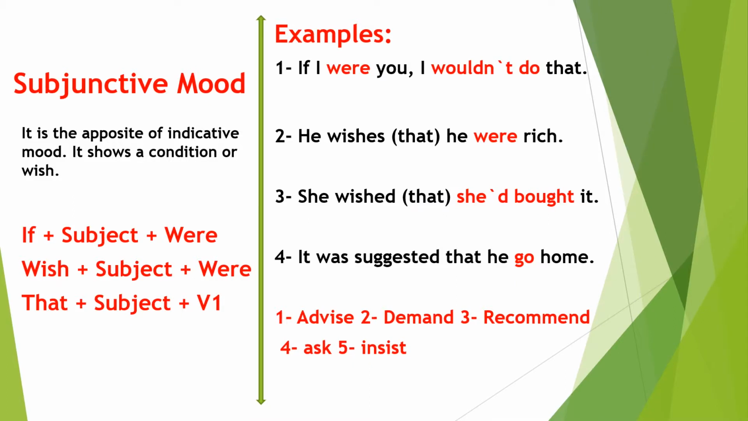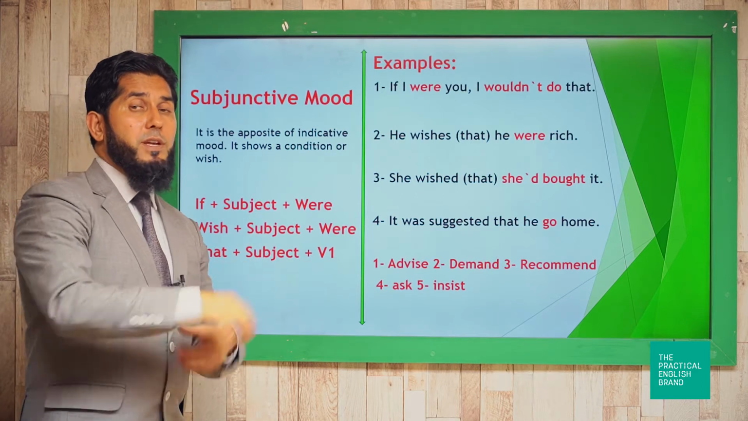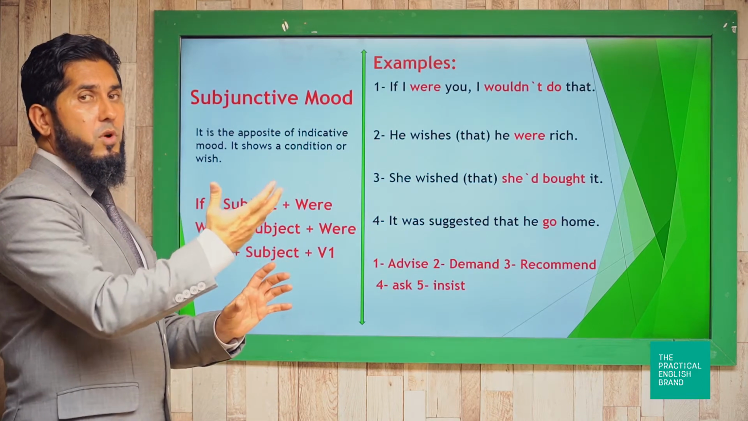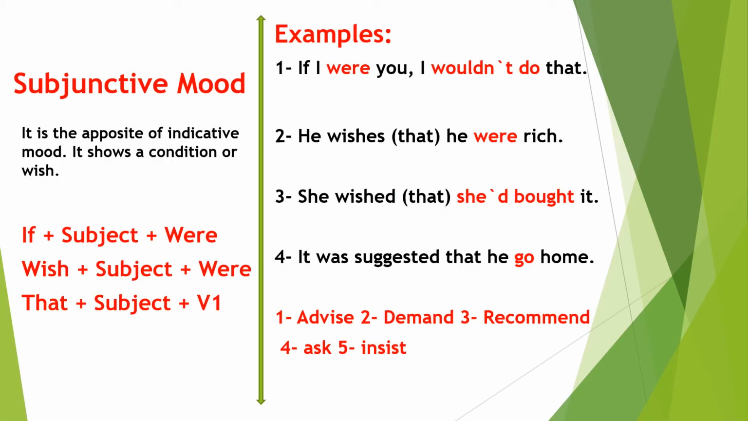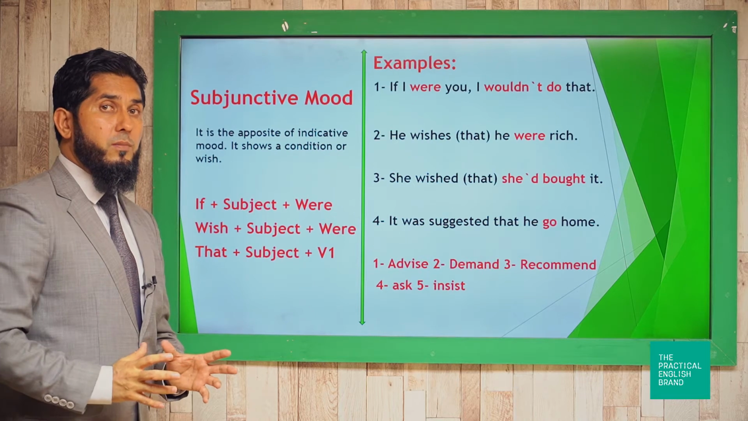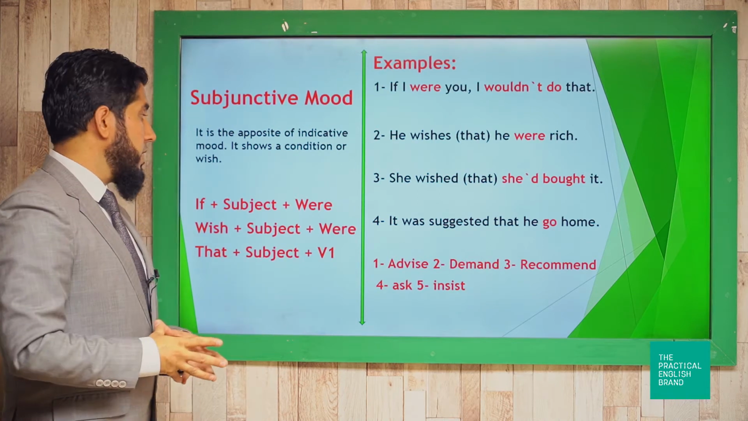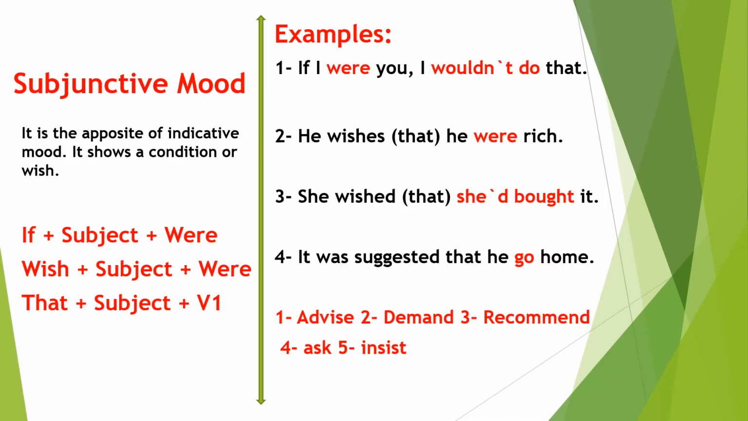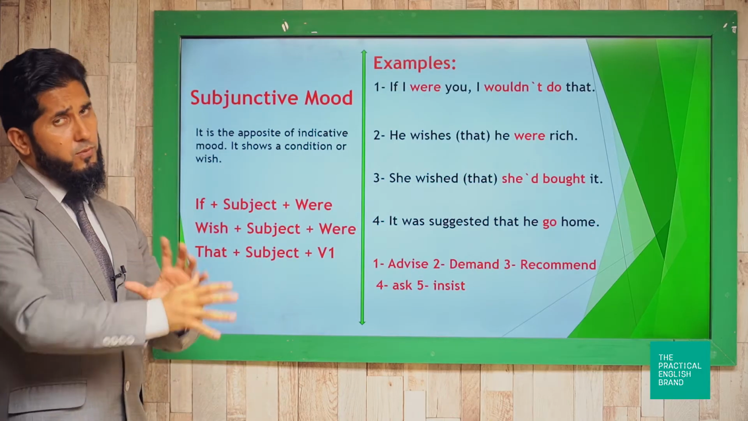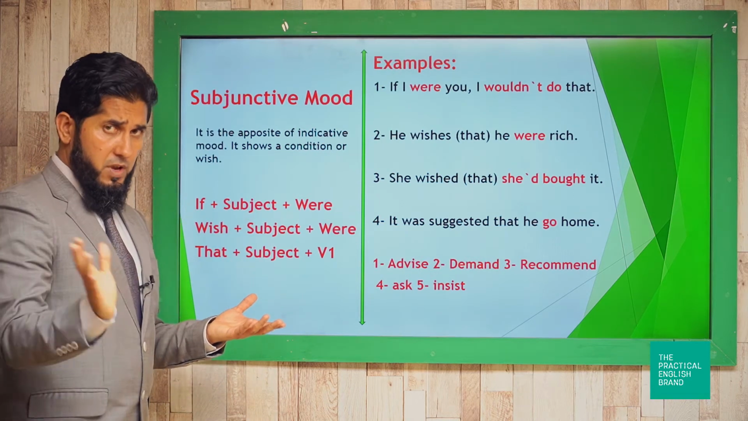The next mode is subjunctive mode. In simple words, it is the opposite of indicative. It is the opposite of the first mode that I explained. It is the opposite of indicative mode, and it shows a condition or wish. It shows something that is not true at present time, or that was not true in the past, or that may not be true in the future. So in this case, we use if plus subject plus were for all subjects, or wish plus subject plus were for all subjects, or the word that, then subject and then the main verb in base form.